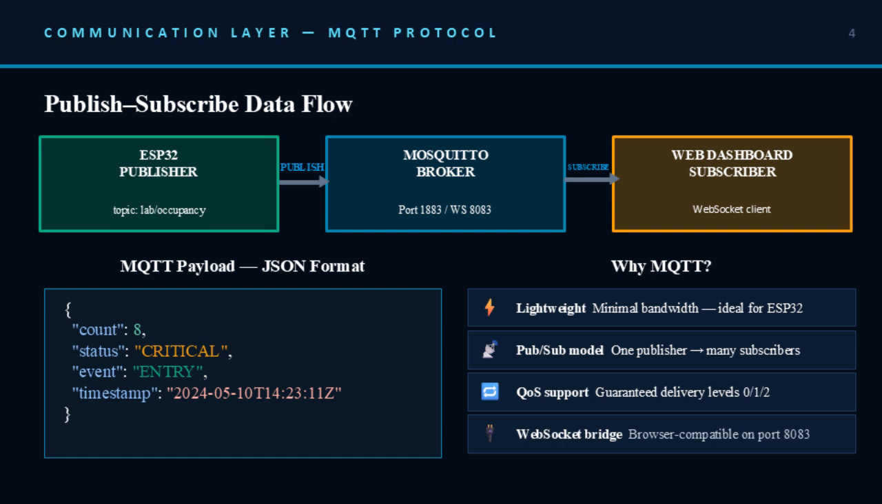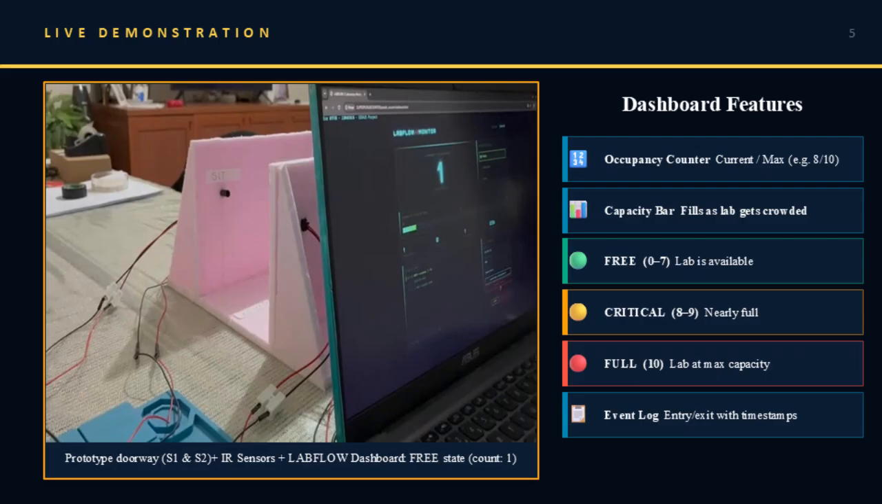First, it is extremely lightweight with minimal bandwidth, perfect for an embedded device like the ESP32. Second, the publish-subscribe model allows one publisher to serve many subscribers simultaneously. Third, it supports quality of service levels for guaranteed message delivery. And fourth, the WebSocket bridge on port 8083 allows the browser dashboard to receive live data natively without any additional middleware. Now, I will show you the complete system working in practice.